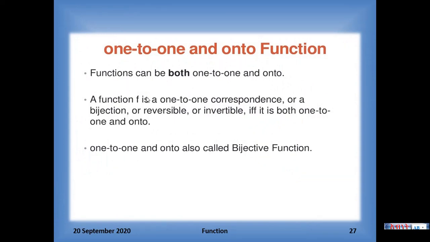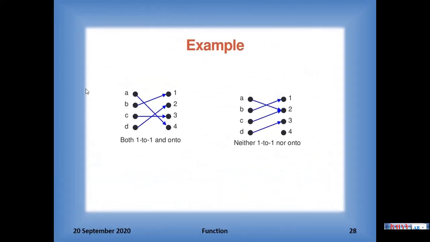One-to-one and onto function. A function can be both one-to-one and onto. A function is a one-to-one correspondence, or bijective, or reversible, or invertible, if and only if it is both one-to-one and onto. For example, this is one-to-one because no more than one element of the domain is related to the same element. A4 has only one pre-image like this. This is one-to-one and onto, by the way.